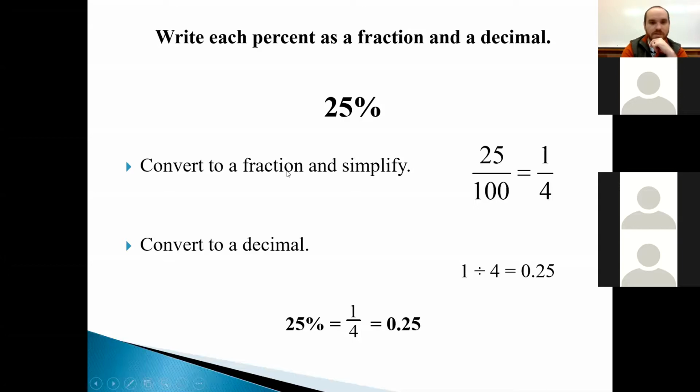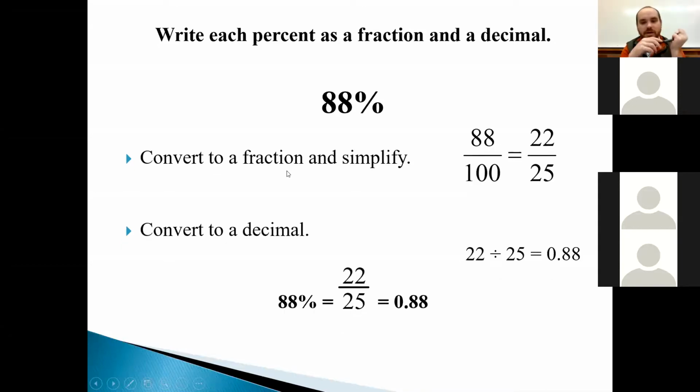So let's go back to the PowerPoint. So here is 88%. This is drawn out in detail. You can see that the fraction is in fact 22 over 25, and the decimal is 0.88. Give you guys a little bit more time with that, and then we'll move on to the next one. Okay, are we ready? Anybody need more time? Okay.